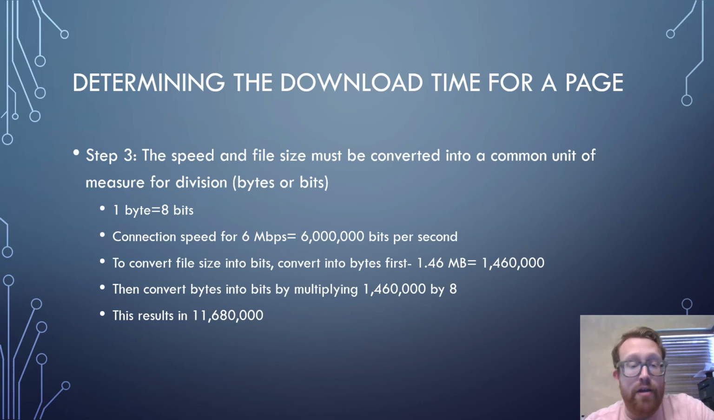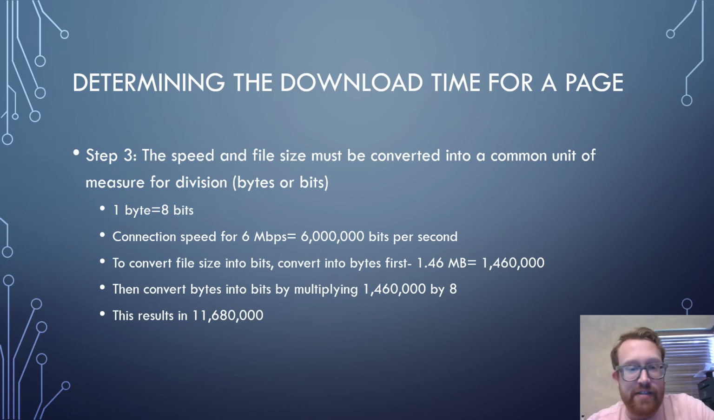Connection speed for 6 megabits per second is 6 million bits per second. All you're doing is moving the decimal over. If you don't know how to do this, you can use Google, and Google will translate this for you and convert it for you, okay? But we want to get it in bits and bytes.